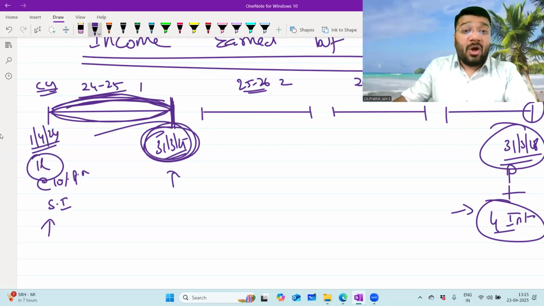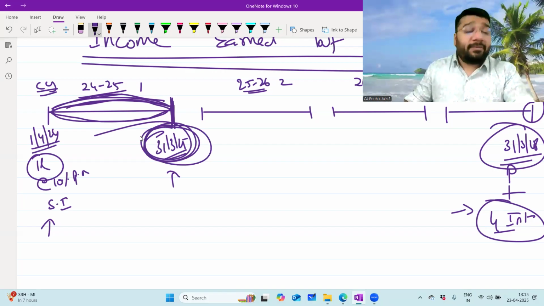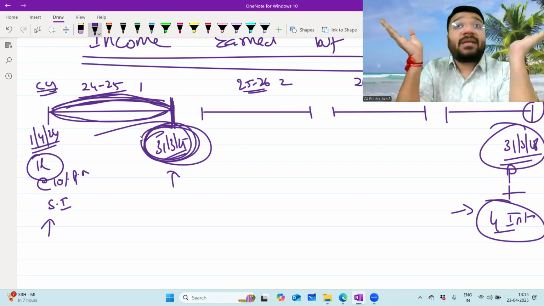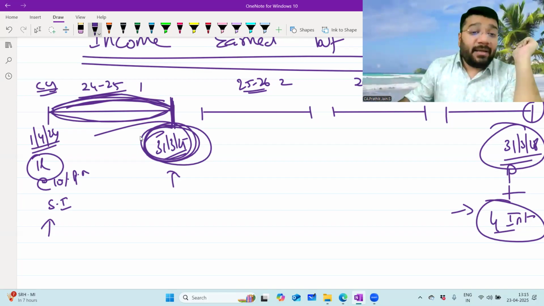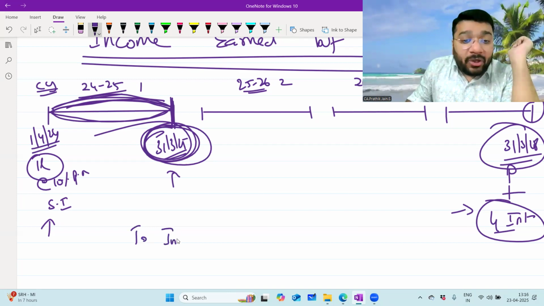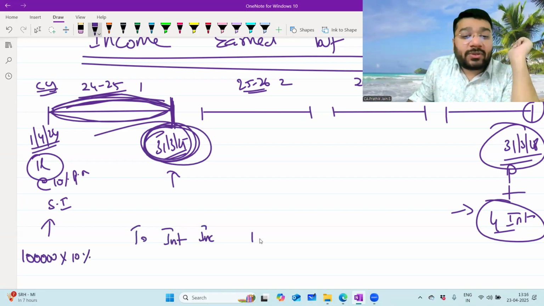Please tell me, on 31st March 25, to record my interest income, what should be the entry? Sir, interest income is a nominal account. Debit all expenses and losses. Credit all income and gains. So to interest income. How much? Sir, 1 lakh is the principal amount into 10%, which is 10,000.